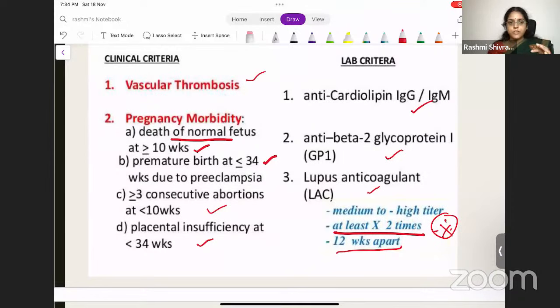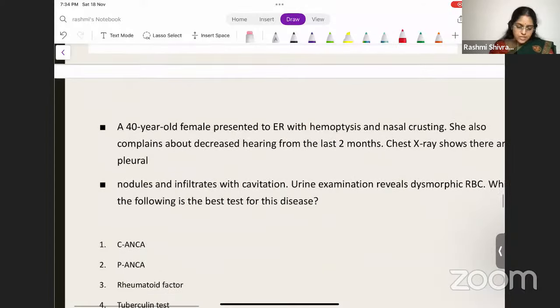So in this point, you need to remember that clinical criteria are important. Lab criteria are also important. And they must be checked at least 2 times, 12 weeks apart to make the diagnosis. Thank you so much for the active participation. It's very encouraging.